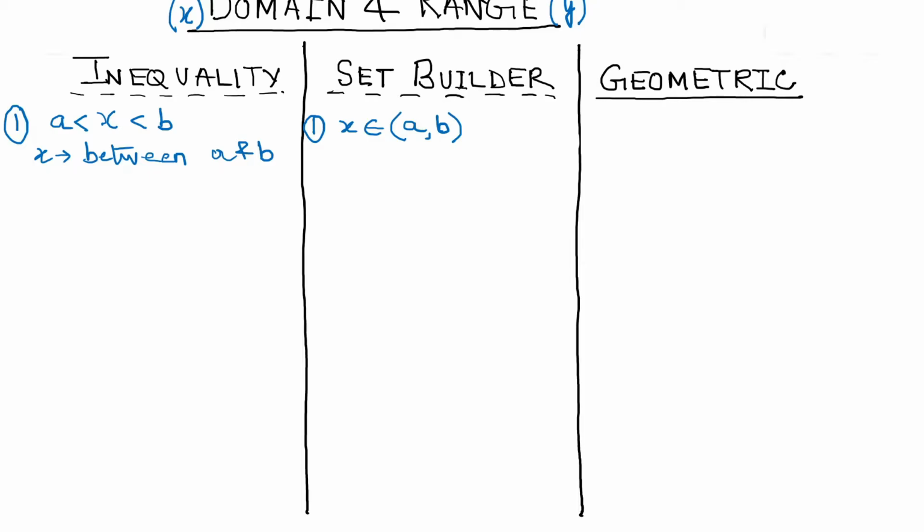Now, why have I used a curved bracket? Because the curved bracket symbolizes that the value next to it is not included. This is the interpretation of using the curved bracket whenever we use the set builder form of representing either the domain or the range or both.